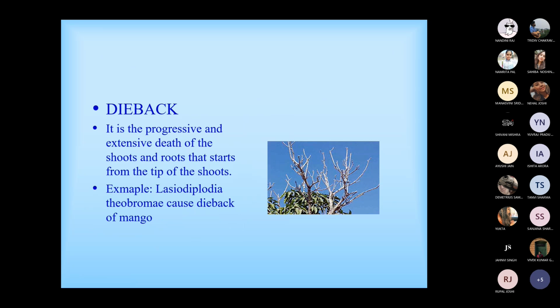Then dieback is also a disease. It is a progressive and extensive death of the shoots and roots that starts from the tip of the shoots. Dieback means ulta, ऊपर से नीचे की तरफ. So basically it starts from the tip and then goes downward, right? Some Botryosphaeria species cause dieback of mango, and dieback of other trees has also been reported.